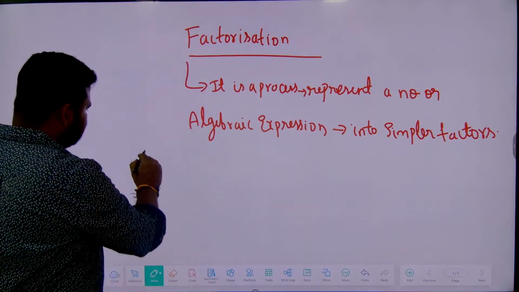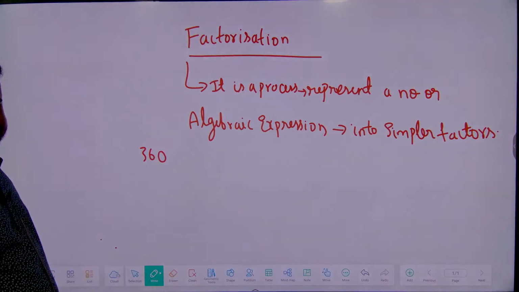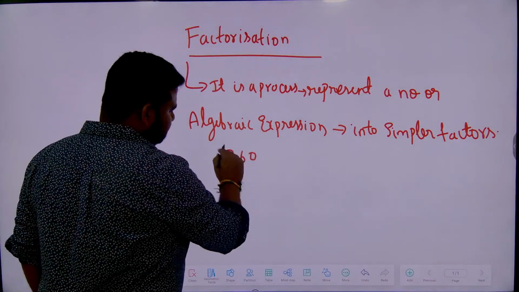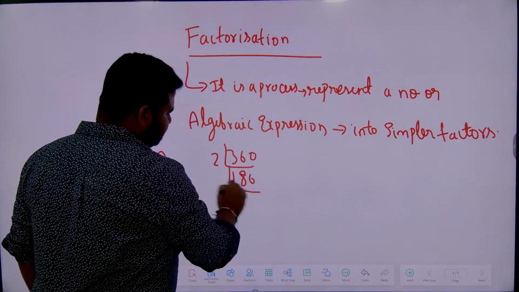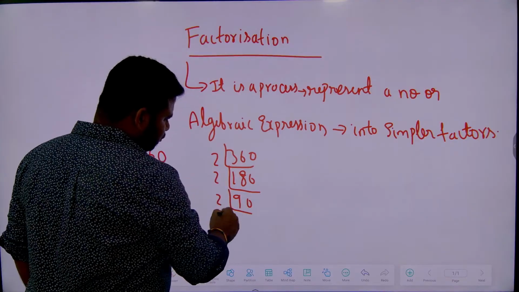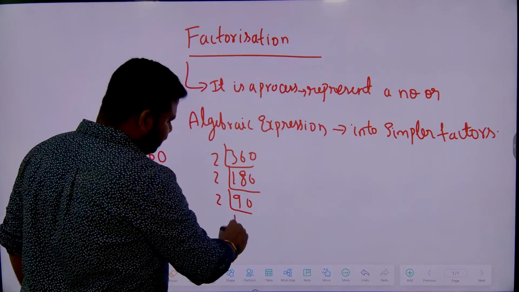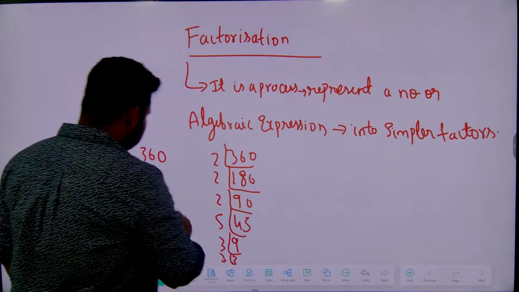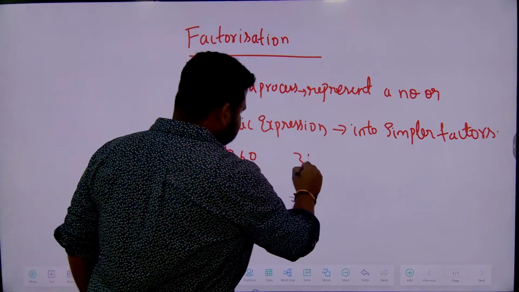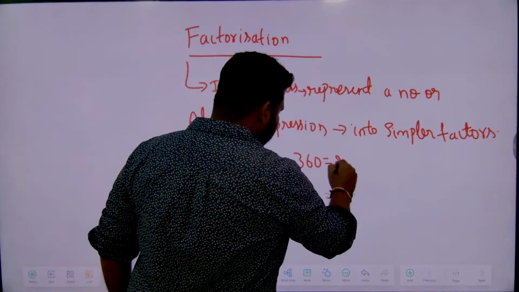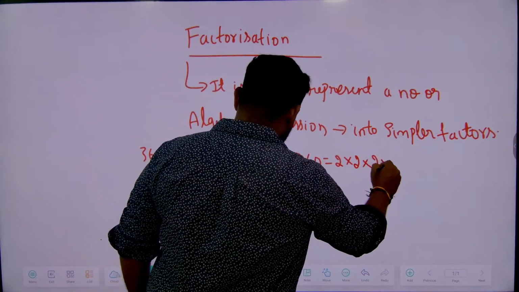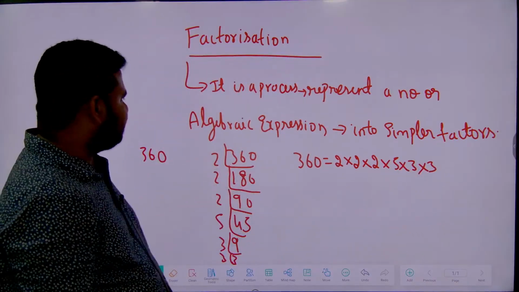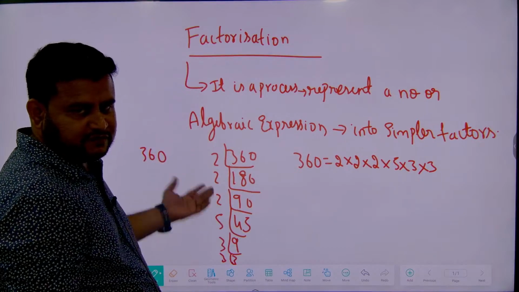For example, if I take 360, this is a number. I want to factorize it. This is the method we follow. 2 into 180 is 360, next you can go with 5, or 3, or 2 also. 2 into 90 is 180, then 5 into 18, then we have 3 into 6, then 3 into 2 is 6. So the factors of 360 I can write as 2 into 2 into 2 into 5 into 3 into 3. These are the factors of 360.